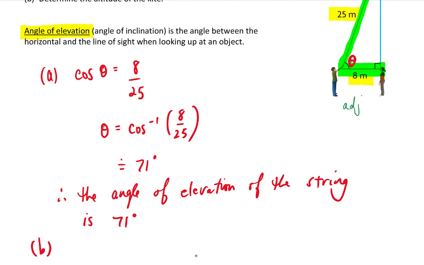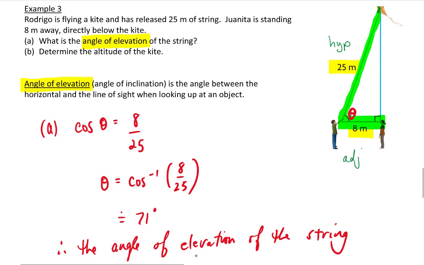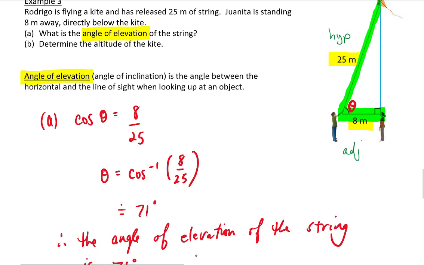Part B. Determine the altitude of the kite. Altitude is the height of the kite from the ground. And it's the vertical distance, if you like. So we're looking for this height here. So to find this height, we need to know this side of the triangle. What is the height of this triangle?